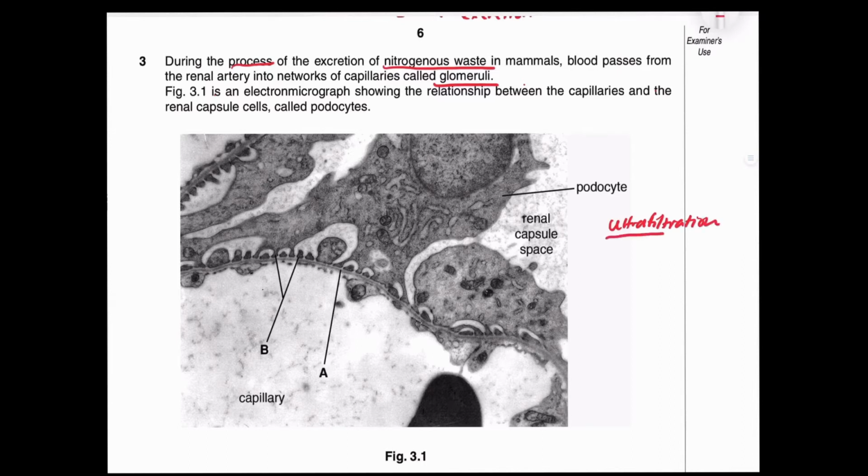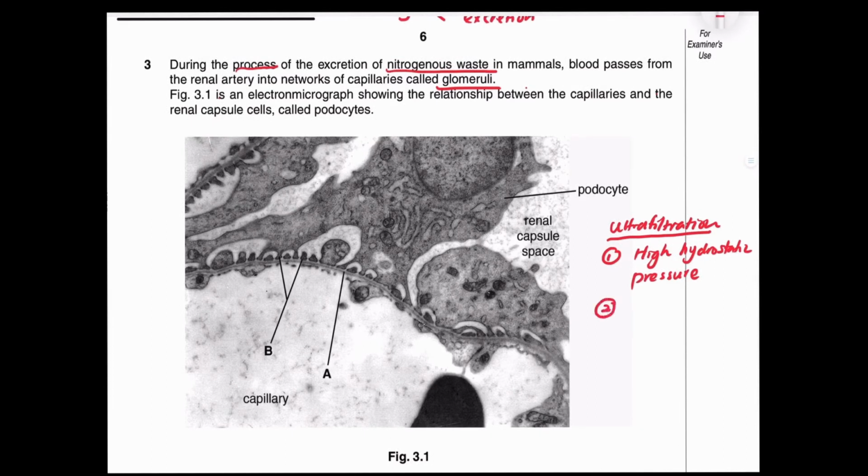we know that there are two main criteria that are required. Number one will be high hydrostatic pressure. You need a high pressure to force the blood plasma out from the glomerulus into the Bowman's capsule space. And number two, we need to have filtration barrier. So how many filtration barriers can we find here?